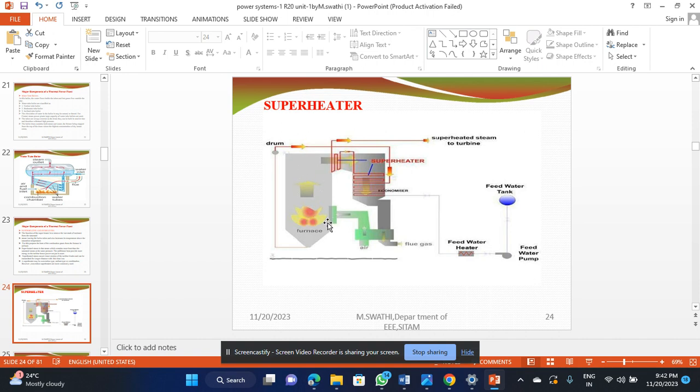Here the furnace is going on, and from the furnace the hot flue gases flow into the superheater. So what is the main point? It increases the temperature of the steam above the saturation point. Whatever the temperature range of the saturation point, we have to increase it above that. So that is the superheater. This is the main circuit diagram of the superheater.